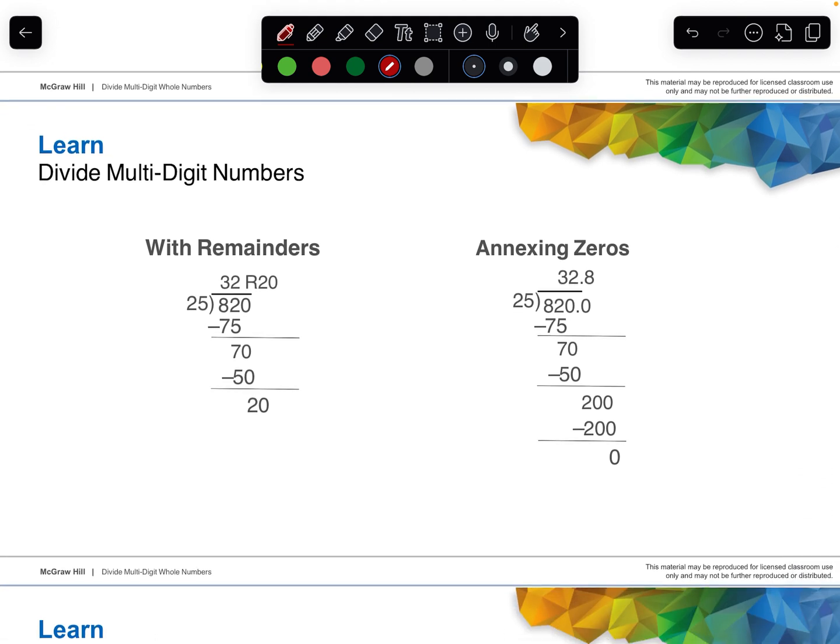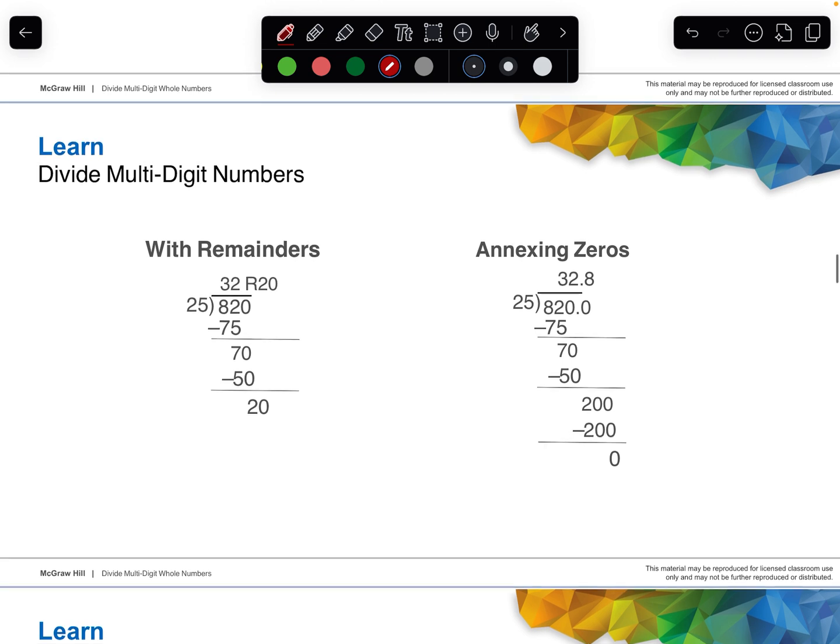So if you look at the question on the left, both of these questions in fact are 820 divided by 25. On the left, we're doing it with a remainder. That gives me a quotient of 32 and a remainder of 20. Now, if I were to instead continue dividing, I added a decimal point, and then I annexed a 0 to the right of the decimal point. That gives me, instead of 20, 200 over here, right? And 200 gets divided by 25 8 times.